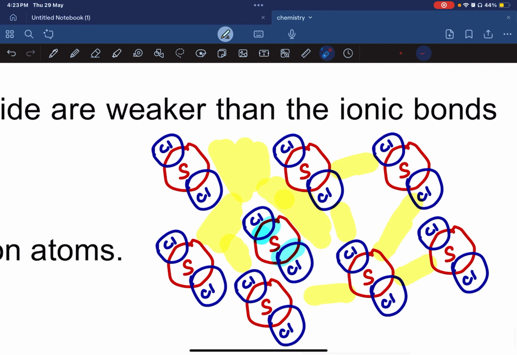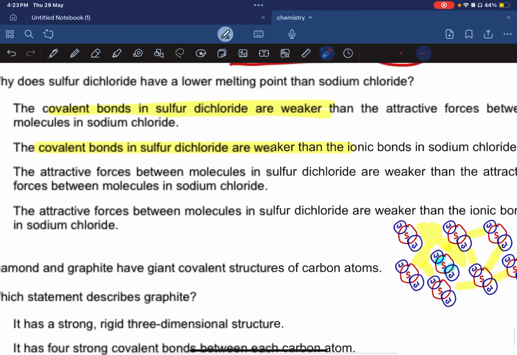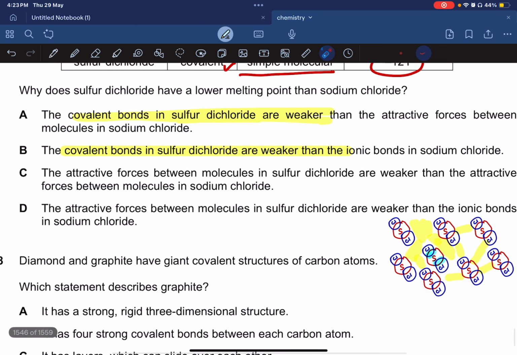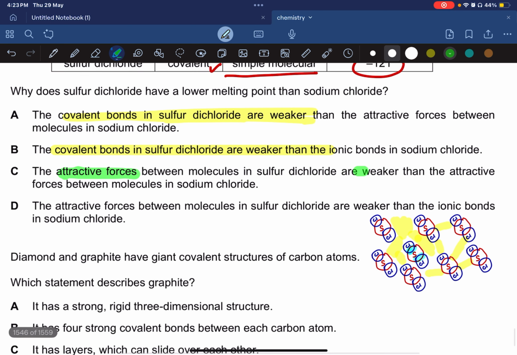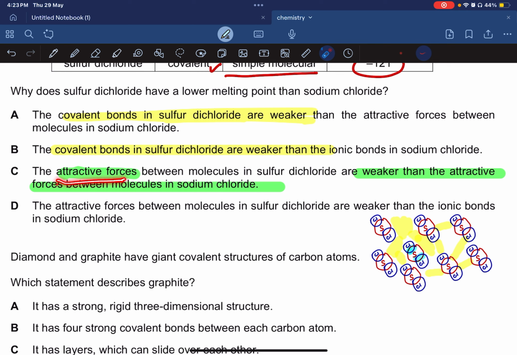Does the child know whether they are breaking the covalent bonds, or are they breaking these intermolecular forces? So that's the thing, the attractive forces between the molecules. That's what we are calling the intermolecular forces between two molecules. The attractive forces between the molecules in sulfur dichloride are weaker than the attractive forces between the molecules in sodium chloride. This part of the statement is correct, that the attractive forces between molecules in sulfur dichloride are weaker.